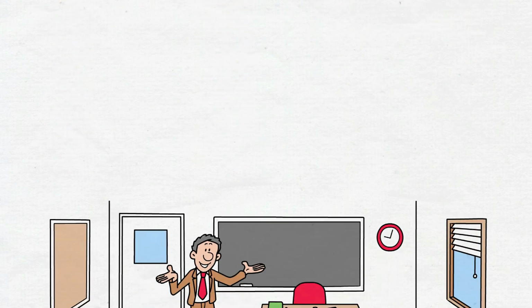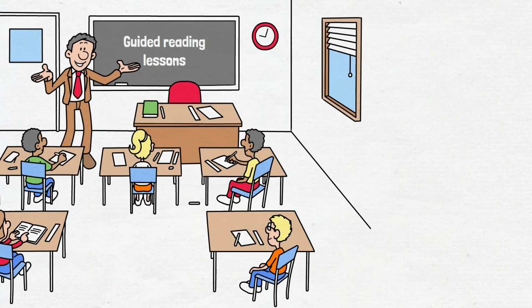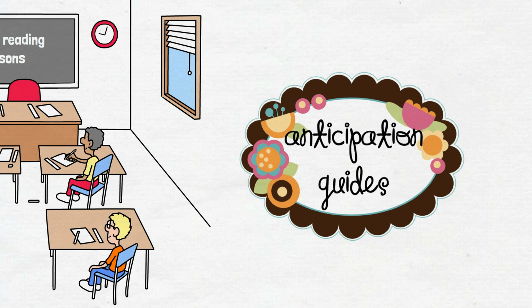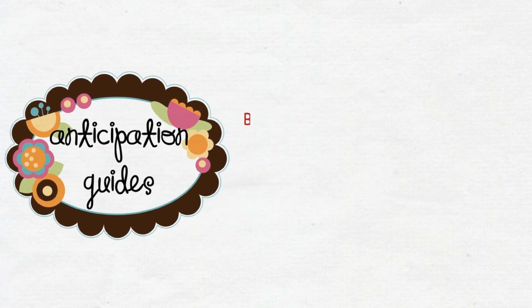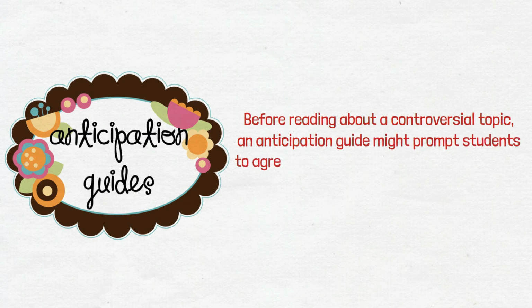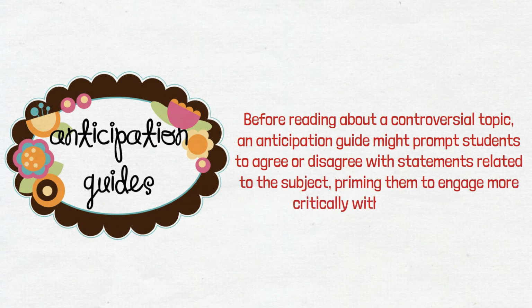To address gaps in students' knowledge, educators can use strategies that activate and build prior understanding. Guided reading lessons are particularly helpful for students who lack sufficient context, as these lessons provide structured support tailored to their needs. Additionally, pre-reading techniques such as anticipation guides encourage students to reflect on their own experiences and beliefs before encountering a text. For example, before reading about a controversial topic, an anticipation guide might prompt students to agree or disagree with statements related to the subject, priming them to engage more critically with the material.